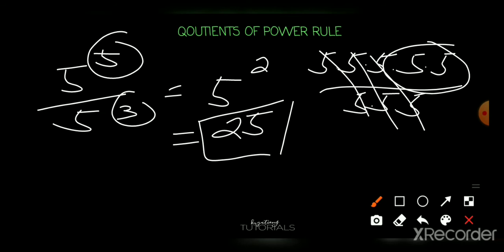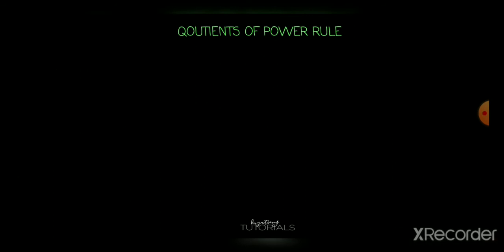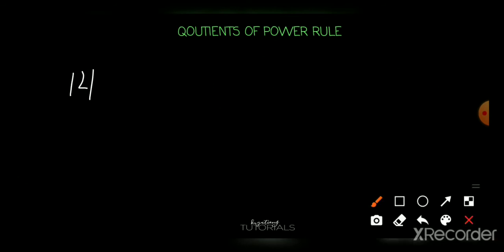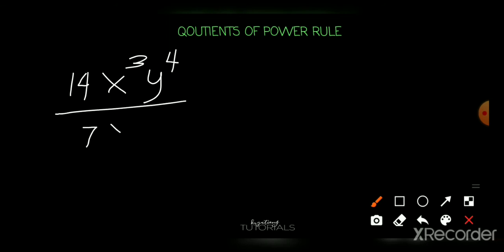Okay, so what if we mix them? Let's have 14x to the power of 3 y to the power of 4 divided by 7x to the power of 1 y to the power of 2. By the way, this x here has an exponent of 1, and the y has its own exponent there.